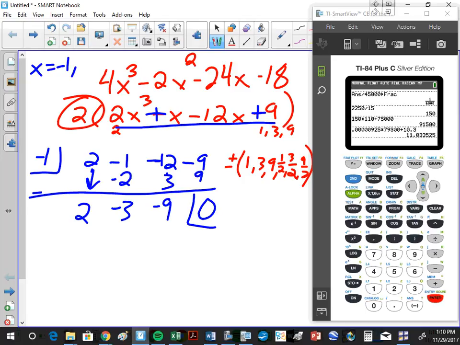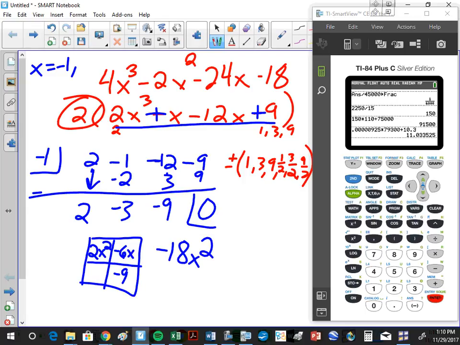And now I factor this. It will factor, but we have to use the box because there's a leading coefficient. And because there's a leading coefficient, what do I know about my answer? It'll be a fraction. One of them will be a fraction. So 2x squared and negative 9, multiply those together, negative 18x squared. Now, are there factors of negative 18 that add to be negative 3? Negative 6x and 3x. I can pull out a 2x, which gives me x minus 3. And if I pull out an x, I get x plus 3.